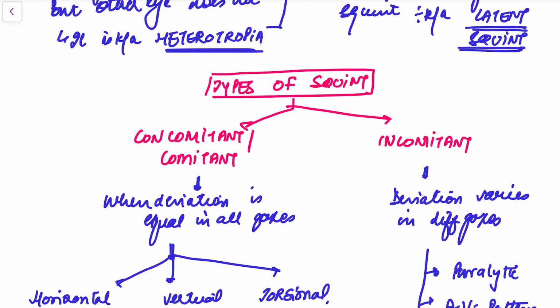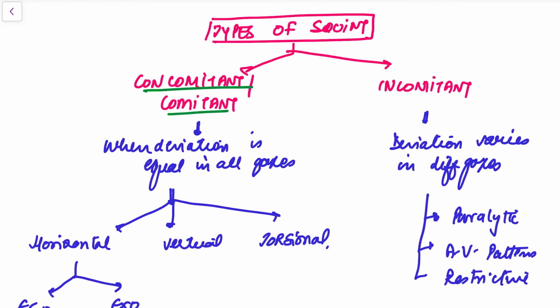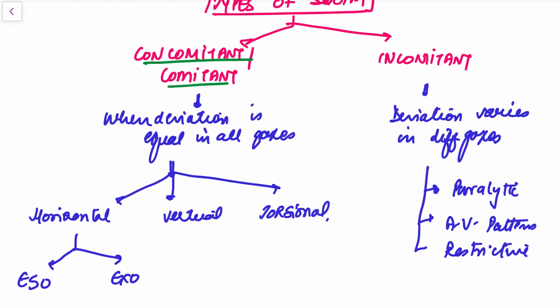Now coming to the types of squint. Squint can be of two types, comitant or concomitant, and incomitant. First of all, comitant squint. In this, if the deviation is present, for example in the right eye, that deviation will be equal in all the gazes: right gaze, left gaze, up gaze, down gaze, and in all the tertiary positions. So we can measure the deviation in any direction and it will be the same in every direction. But in incomitant squint, the deviation will not be the same in every gaze. This you can understand better in my subsequent videos.